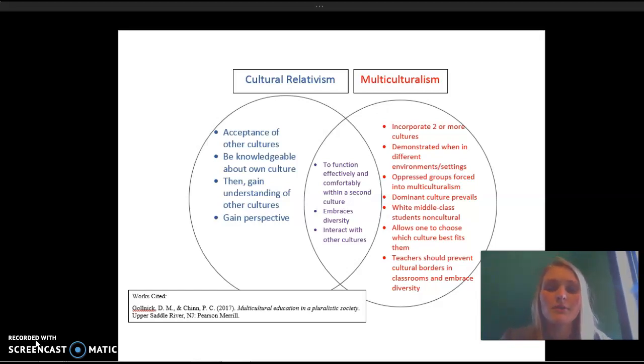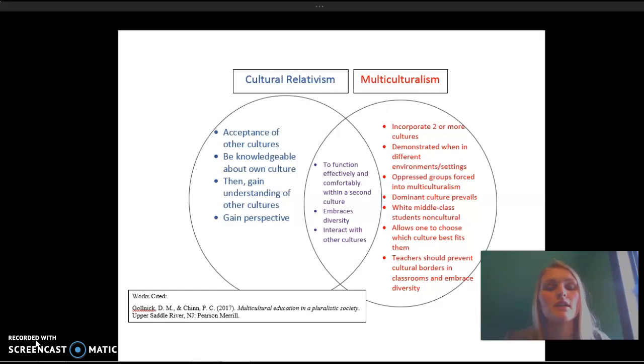The cool thing about multiculturalism is that it kind of allows one student or one person to choose which culture best fits them, and they can live, based on how they're feeling, what their values are, and where they feel like they really fit in. And it's important that teachers try to prevent cultural borders in the classroom and embrace the diversity, because there are going to be many different cultures in a classroom, and we want to promote acceptance among the students.